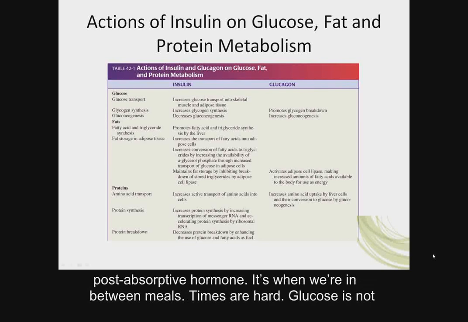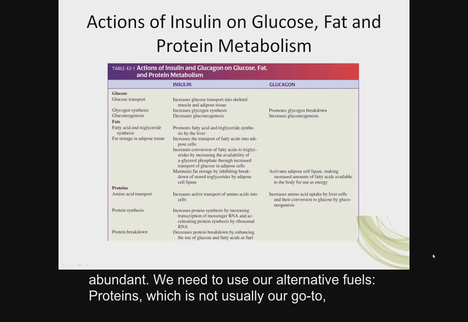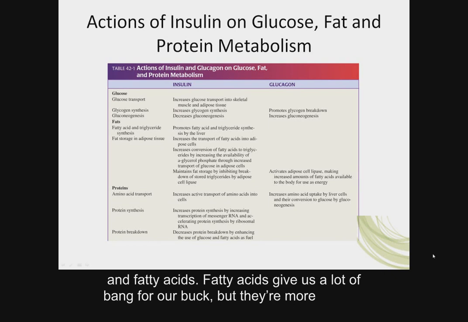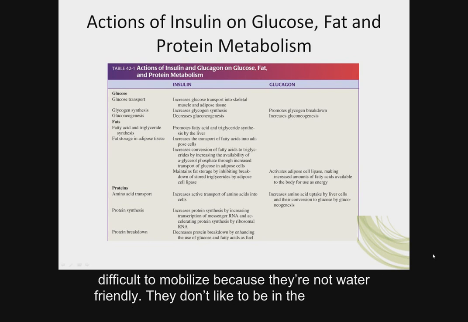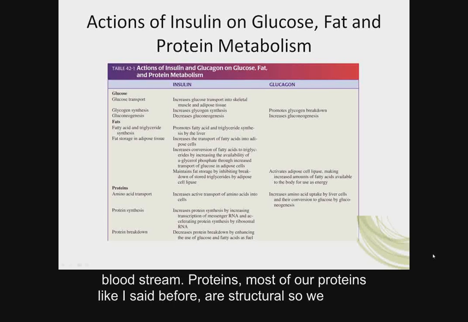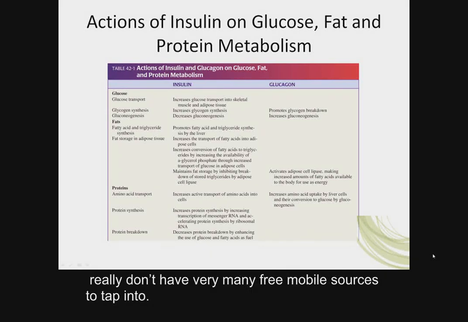Then if you look at glucagon, it's our post-absorptive hormone. It's when we're in between meals. Times are hard. Glucose is not abundant. We need to use our alternative fuels. Proteins, which are not our usual go-to, and fatty acids. Fatty acids give us a lot of bang for our buck, but they're more difficult to mobilize because they're not water-friendly. They don't like to be in the bloodstream. Proteins. Most of our proteins, like I said before, are structural, so we really don't have very many free mobile sources to tap into.